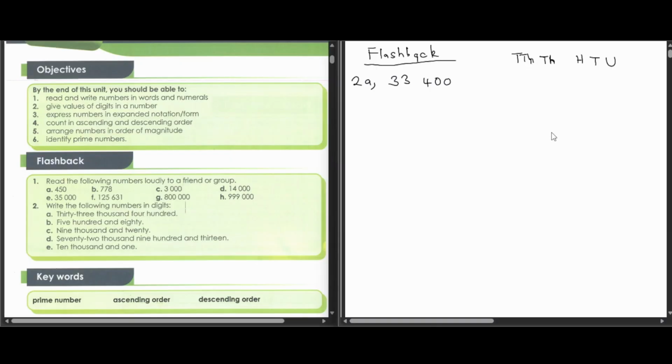So kana tichiti 33,400 pama tens of thousands tinoisa 3, under thousands toisa futi another 3, then under hundreds toisa 4, then toisa 2 placeholders to form 33,400. So let us go to B. B yakati 580. So this is 580. 5 under hundreds, 8 under tens and 0 under units as a placeholder.